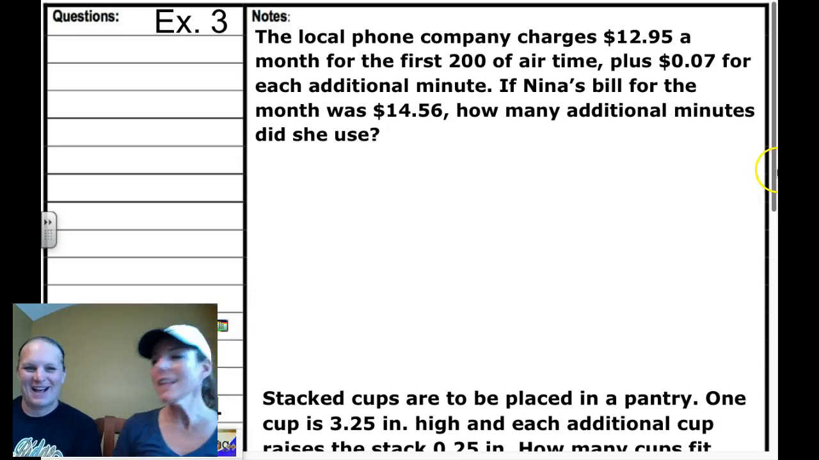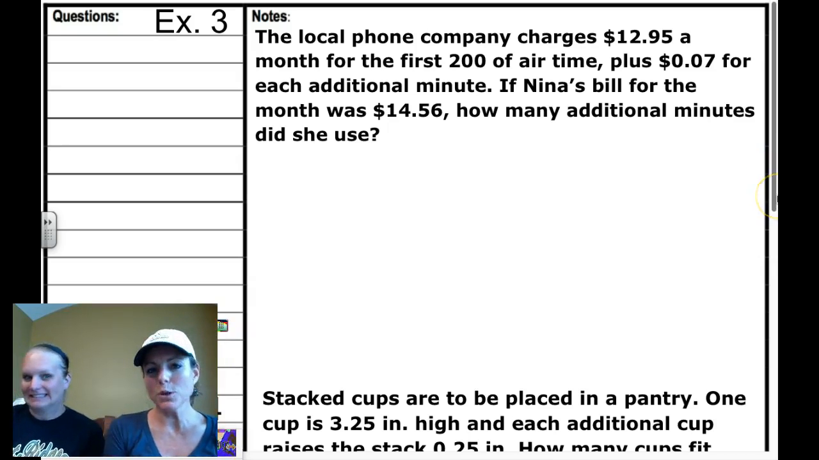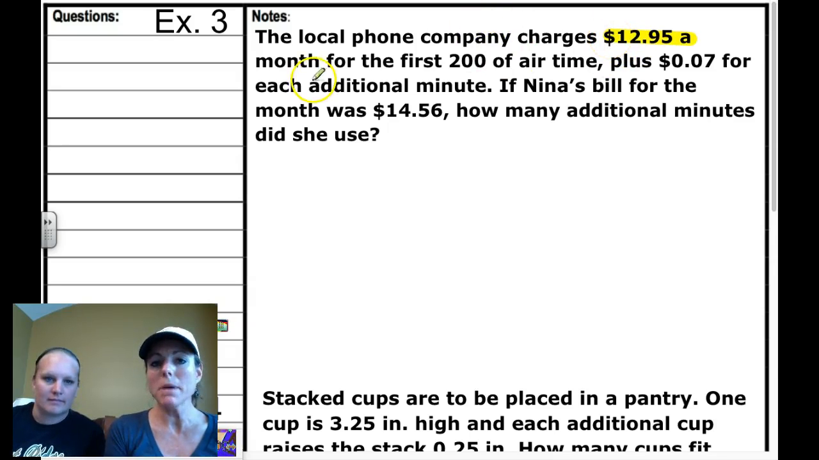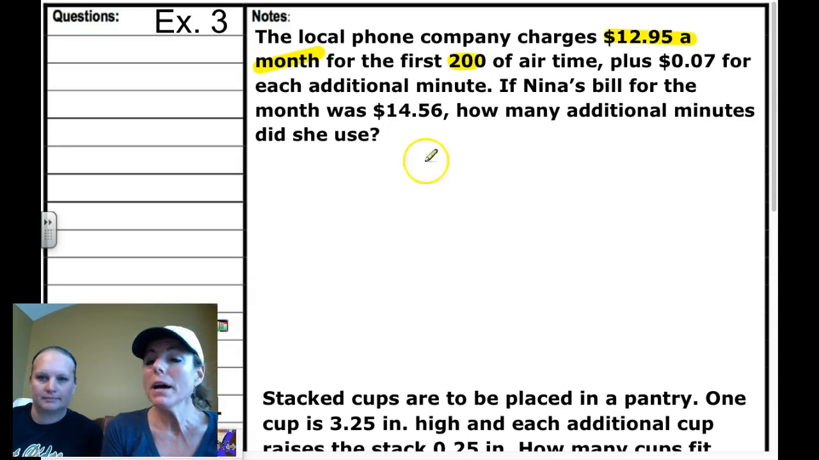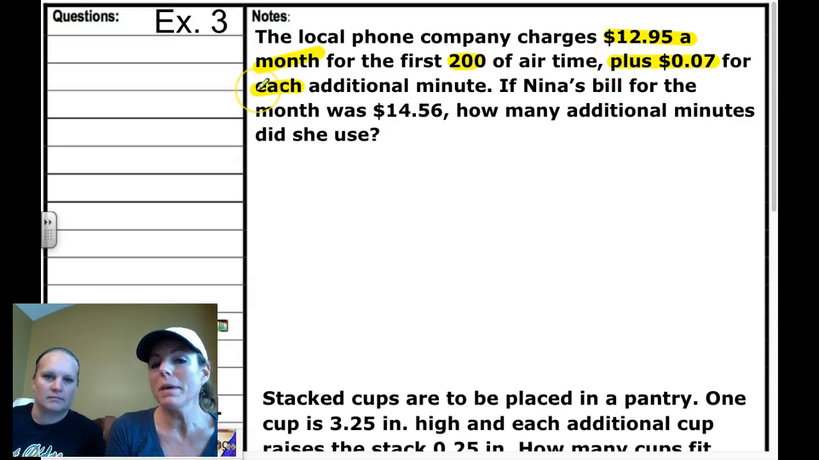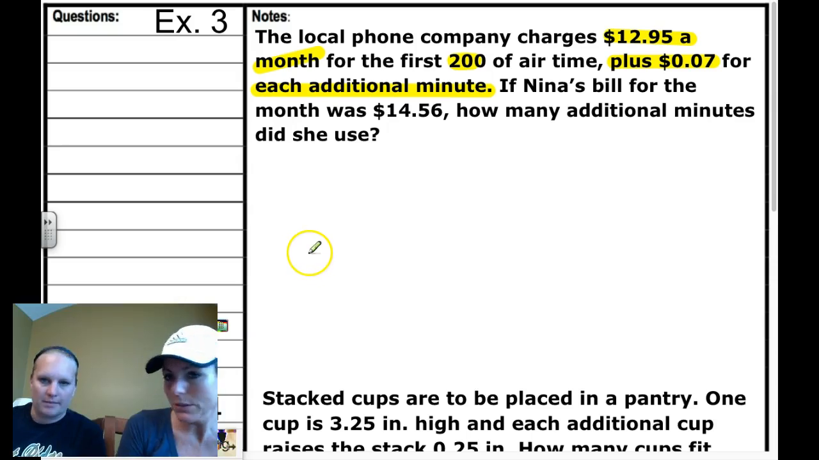So I'm going to start reading the word problem. I'm going to highlight some key things. The local phone company charges $12.95 a month. So no matter what, you have to pay that for the first 200 minutes. So for 200 minutes, you pay $12.95 no matter what. But you're going to also pay 7 cents for each additional minute over the 200. That's what that means.